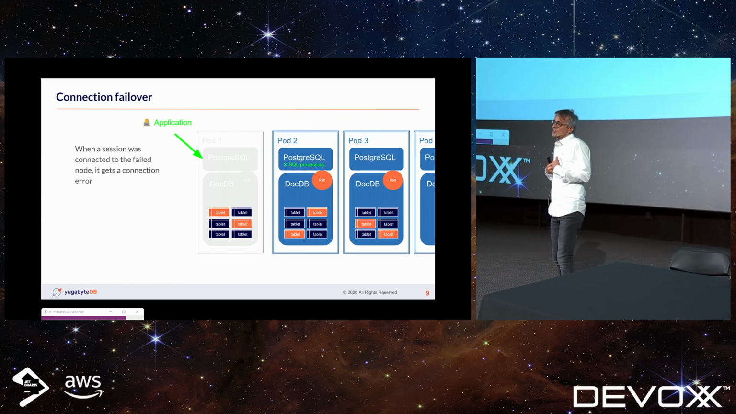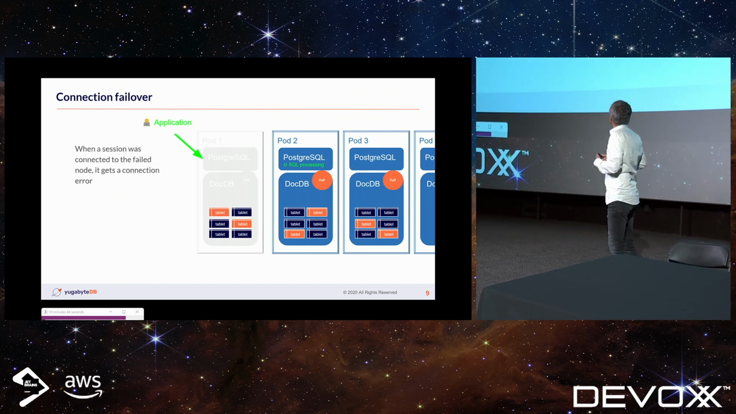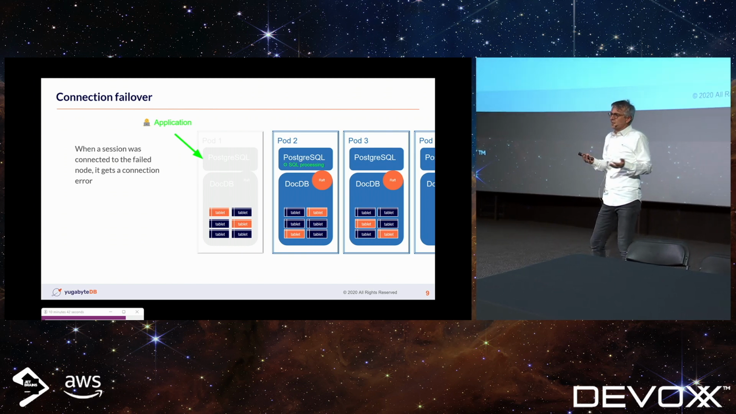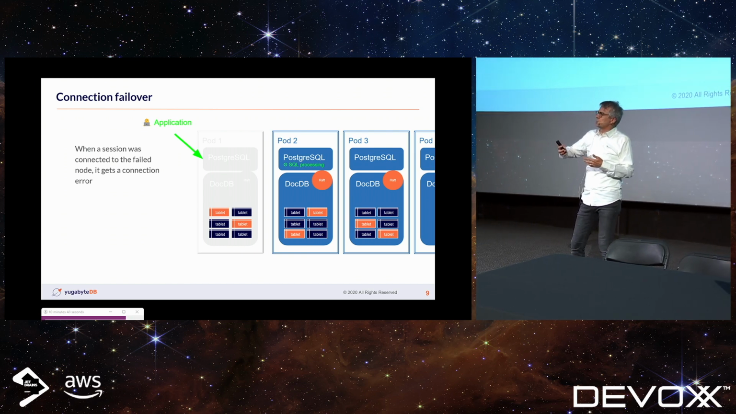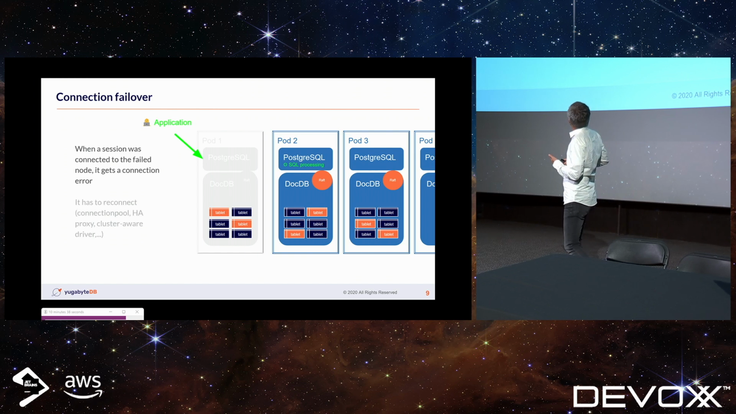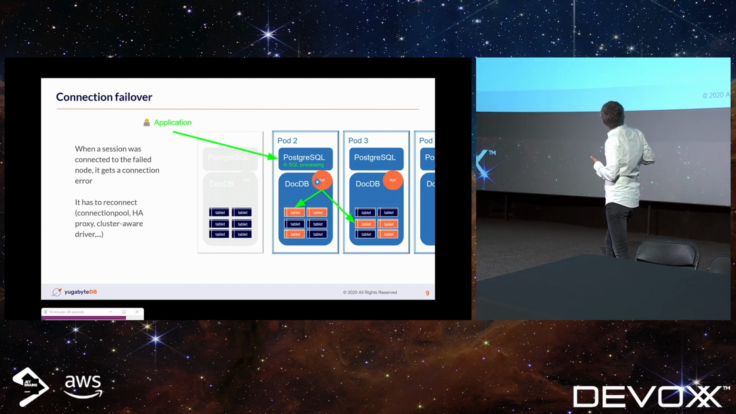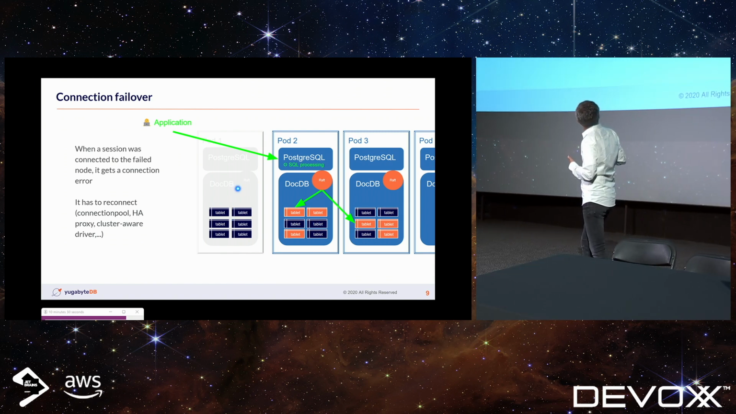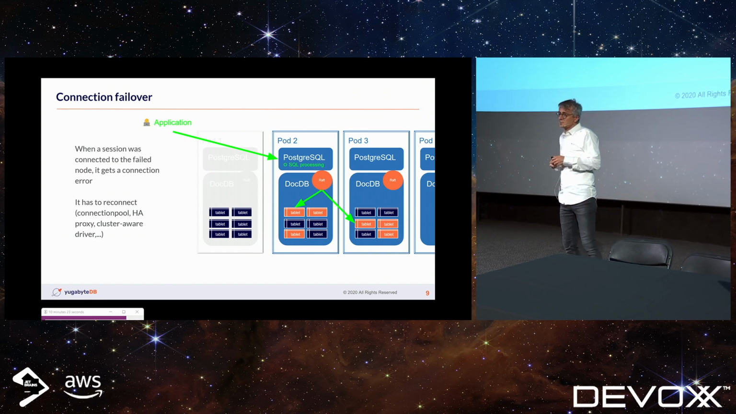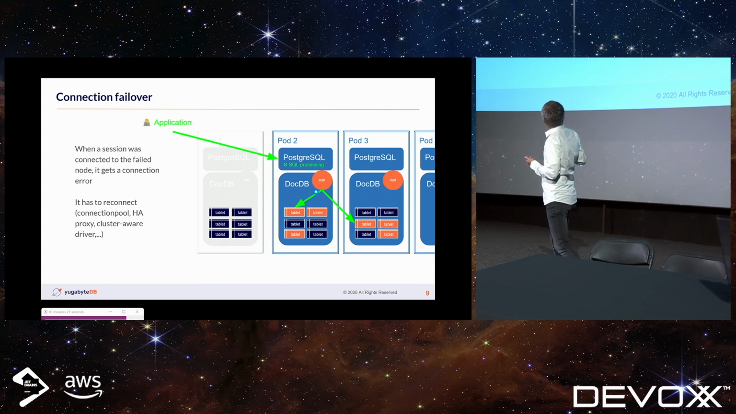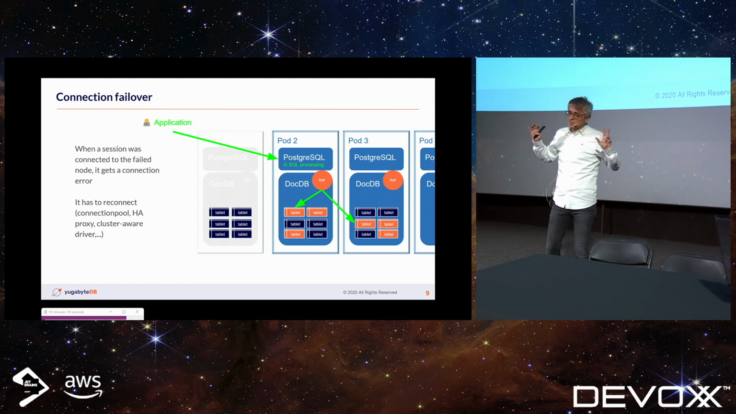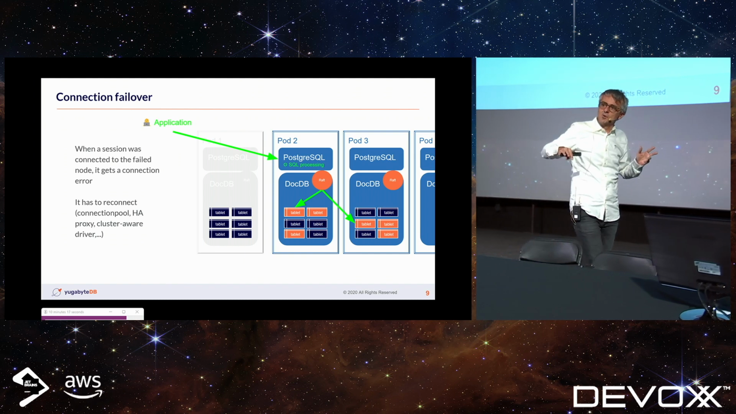And then, of course, there is no magic. The application will get an error. Usually in the application, you have a connection pool that can reconnect, and it will reconnect to another one. So that's the idea. It reconnects to another one. In the meantime, the leaders there were elected, became followers, and new leaders were elected, and everything continues there. But this, everything continues. The application got an error.